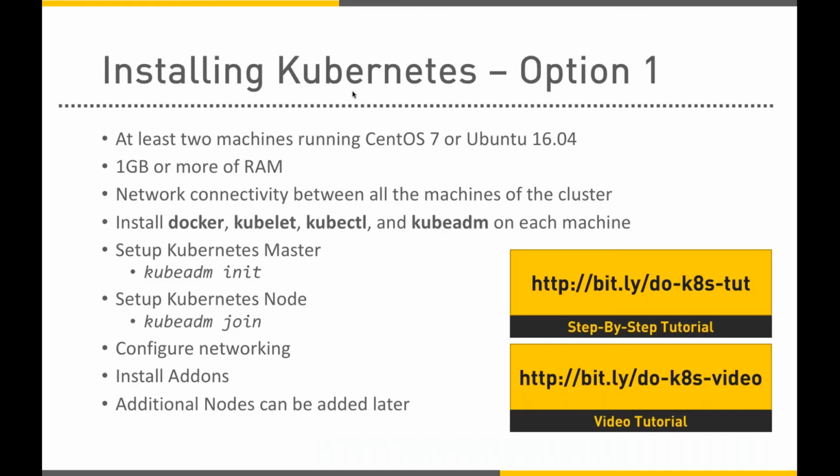So how do you get started with Kubernetes? Now that we have seen the high-level architecture, that Kubernetes has a master node and a worker node. Master exposes the API, node runs the actual workload. Now, how do we actually install? Well, there are two ways of setting up Kubernetes on DigitalOcean. The first one is Kubernetes the hard way.